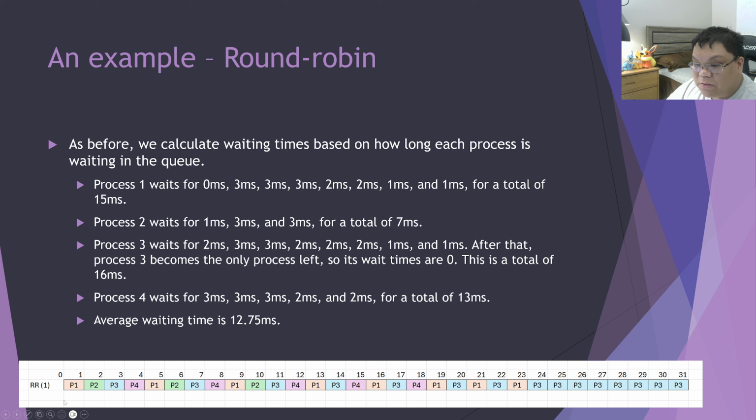Process 4 must wait 3, 3, 3, 2, and 2 milliseconds for its turn to run on the CPU. So that is a total waiting time of 15, 7, 16, and 13. And we can calculate an average that is 12.75 milliseconds.